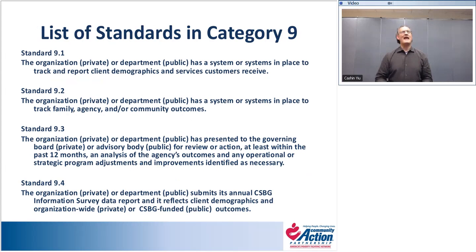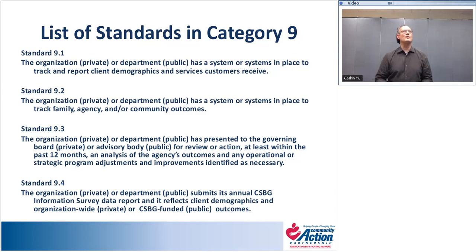So again, quick list of standards in Category 9 that we've got up there. Again, these are standards around data. Standard 9.1, the organization or department has a system or systems in place to track and report client demographics and services customers receive. Standard 9.2, the organization or department, depending on if you're public or private, has a system or systems in place to track family, agency, or community outcomes.